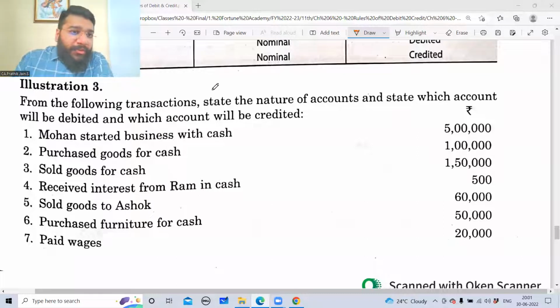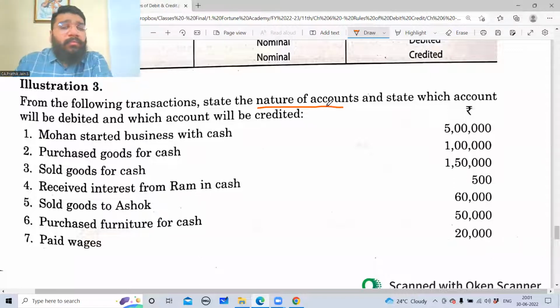So let's continue with illustration 3. It says that from the following transactions, state the nature of account. What does the nature of account mean? Personal, real or nominal. And state which account will be debited, which account will be credited. So same way the way we solved the above question. I'm not strictly following the presentation. The presentation will do the way the textbook has done it, but I'll be doing it in short.